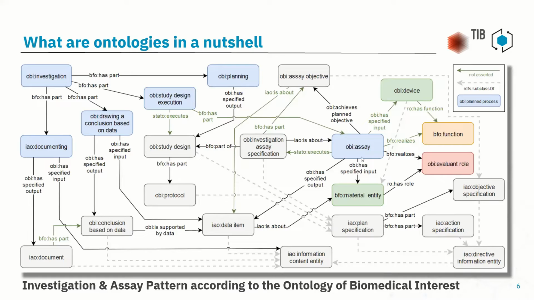And of course, such an assay is always about some material entity, your chemical substance you want to analyze and find out what the structure of it is, for instance, and therefore this chemical entity usually has an evaluant role, and the devices used in assays have certain functions. That's why they are used in such assays. So yeah, this is the general investigation and assay pattern.